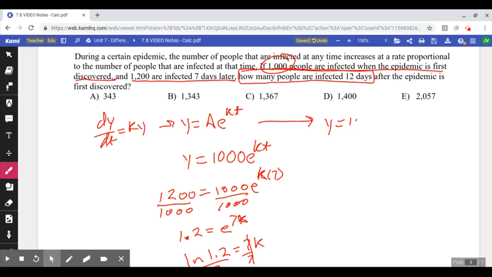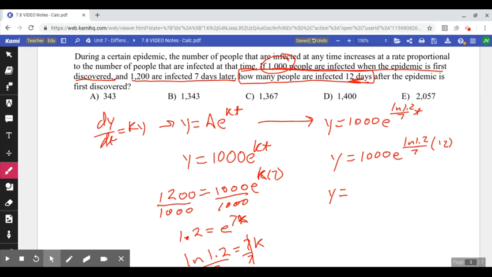So I've got y equals 1,000 times e to the natural log of 1.2 over 7 power times t. And then all we need to do is take the t out and substitute in a 12. That's the number of days right here.